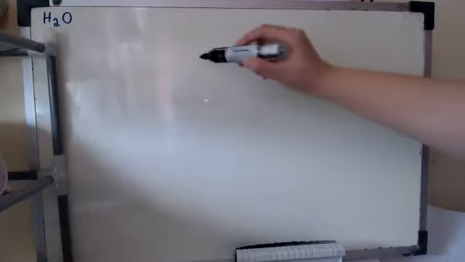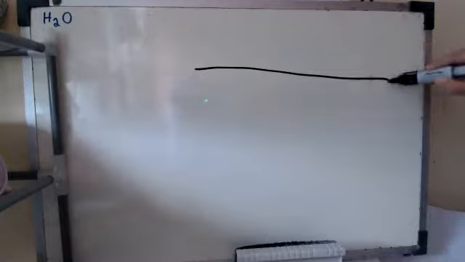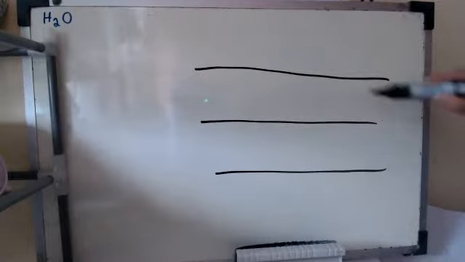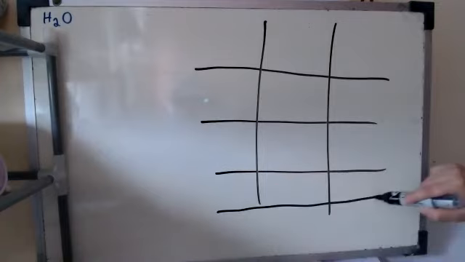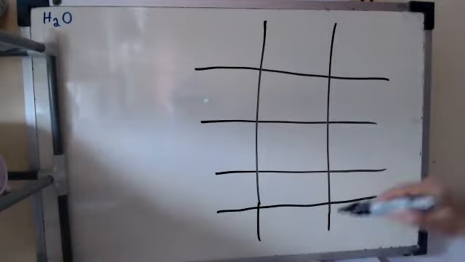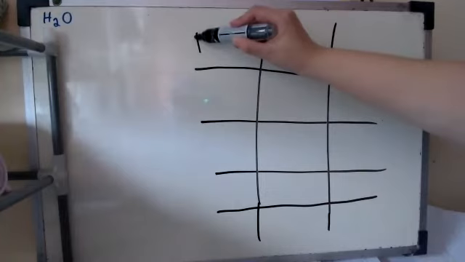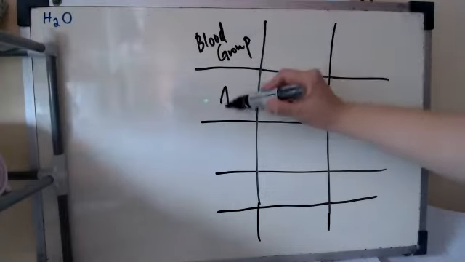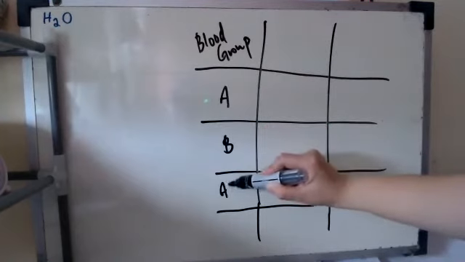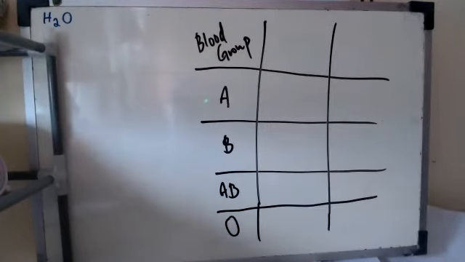Next, we'll be learning about ABO blood group. There are 4 types of blood group: blood group A, blood group B, blood group AB, and blood group O.